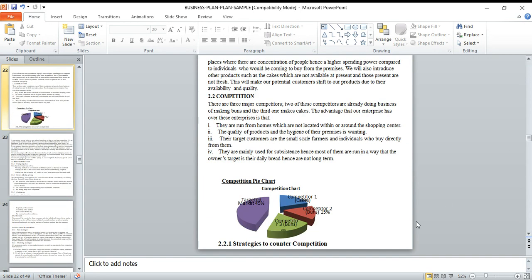which clearly shows. So for us we are targeting 45%. And you see competitor 1, competitor 2, then competitor 3. So this should be clearly indicated.